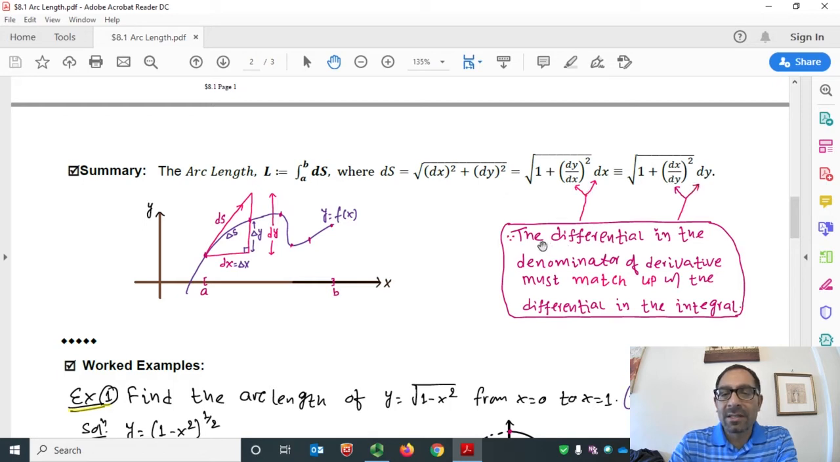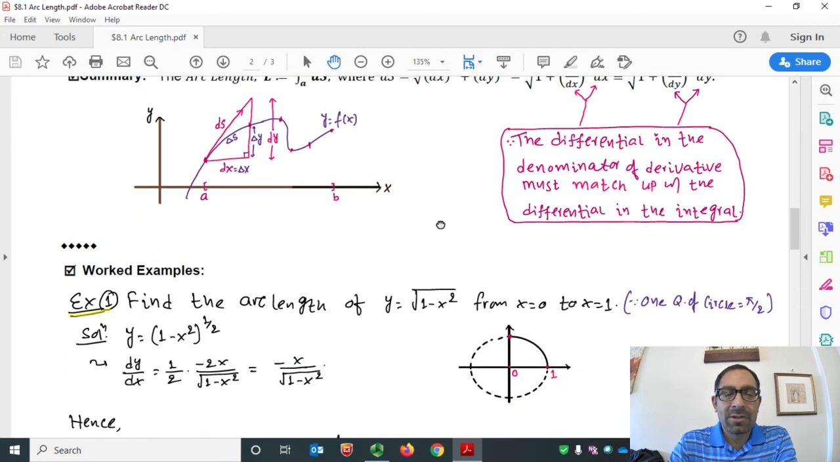So keep in mind that the differential in the denominator of derivatives must match up with the differential in the integral. Here is the dx, here is the dy, here is the dy. Great. Now let's move on. Now let's do some examples.